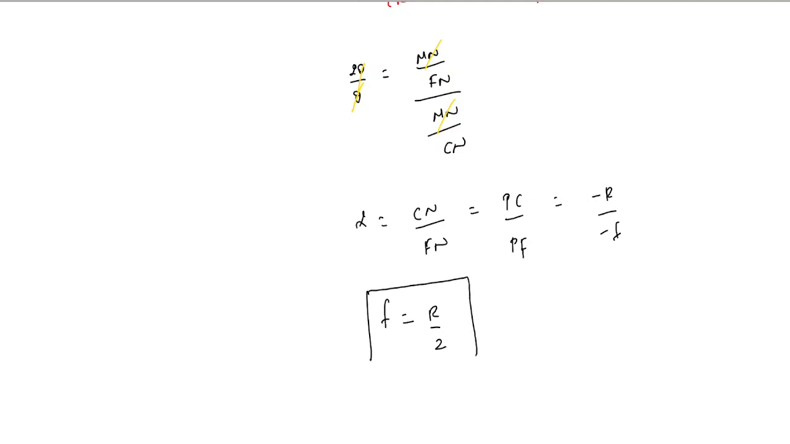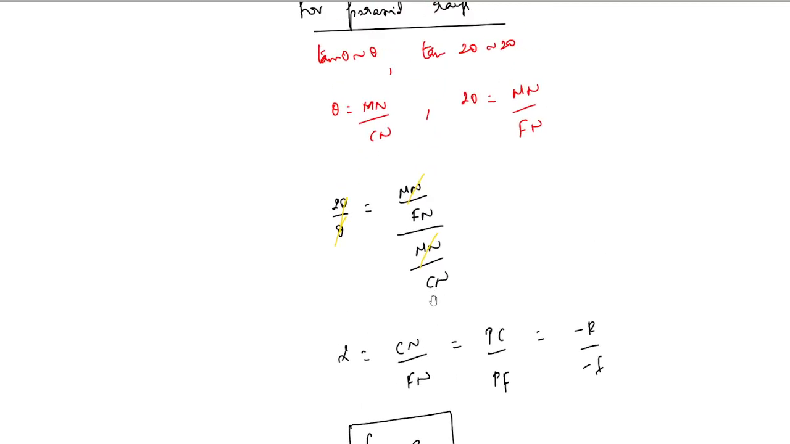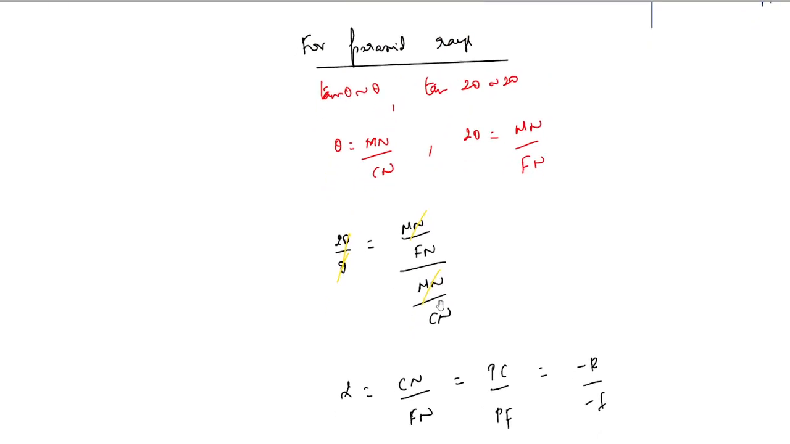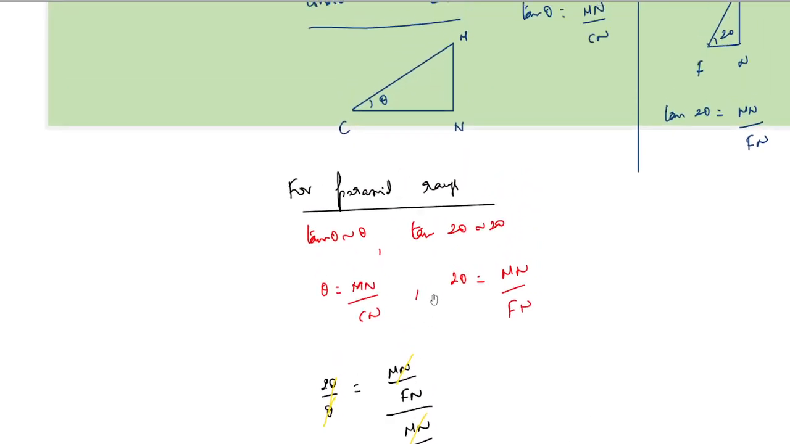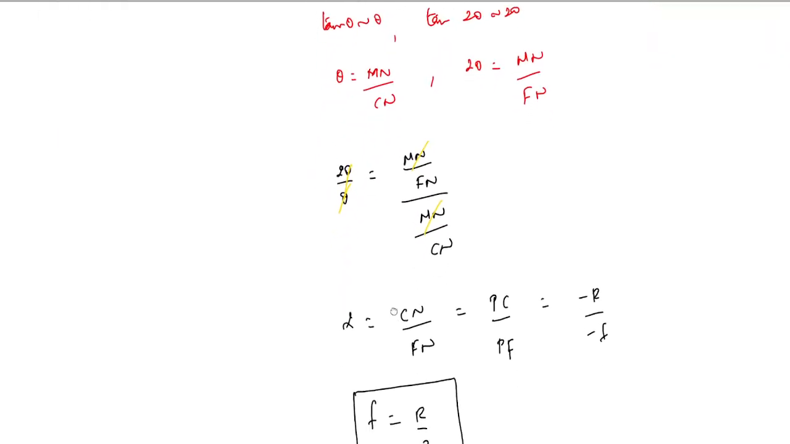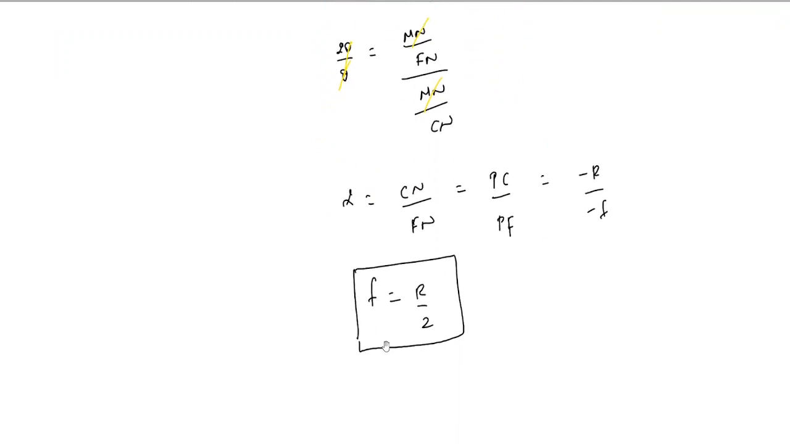So this is the expression for focal length and radius of curvature for spherical mirrors. Even though we have derived it for a concave mirror, the same expression is true for any kind of spherical mirror. Do remember that the assumption here is paraxial rays. Otherwise, the form is different for light rays which are far away from the principal axis.